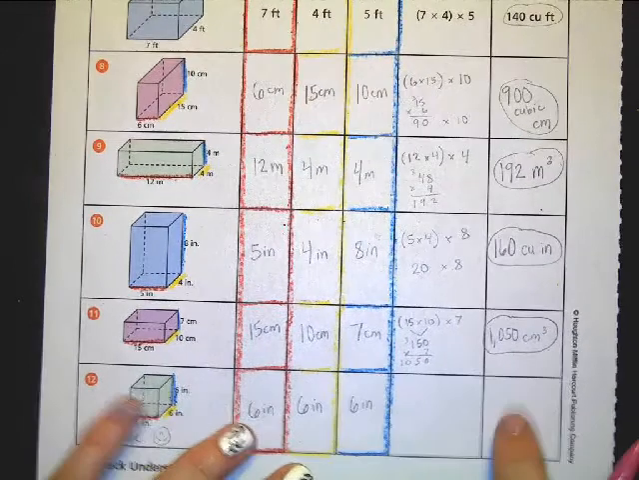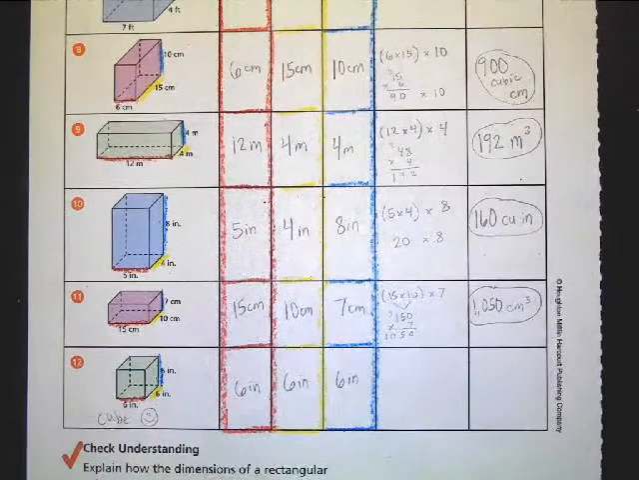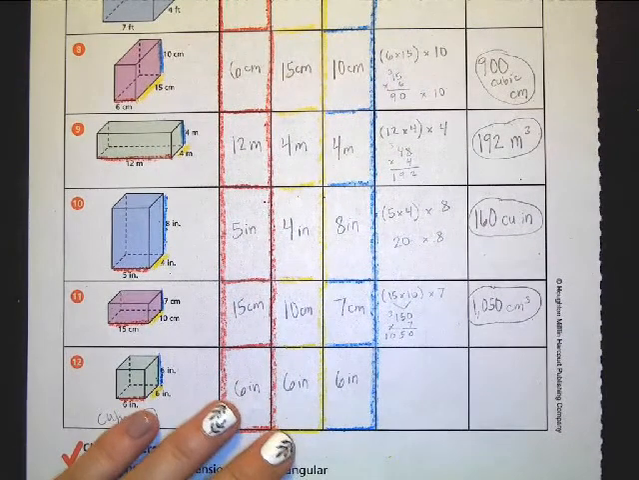All right, why don't you try this last one on your own? See if you can finish it all the way to the last box and circle your answer if you're confident. Keep working on it.